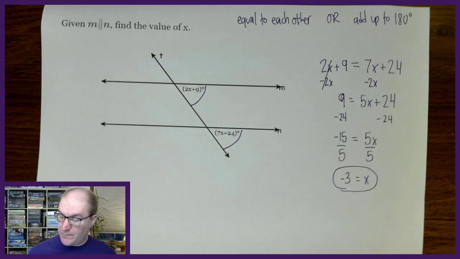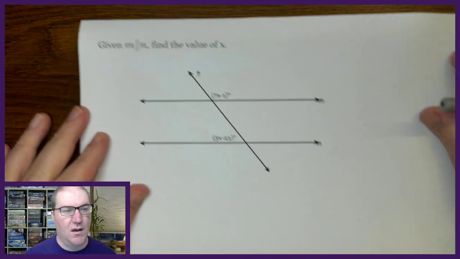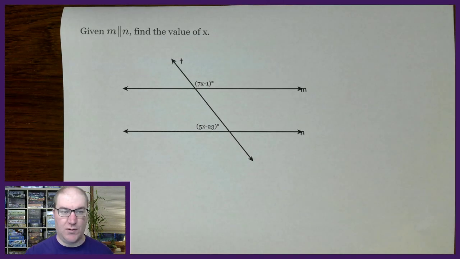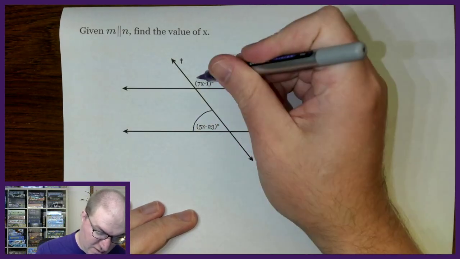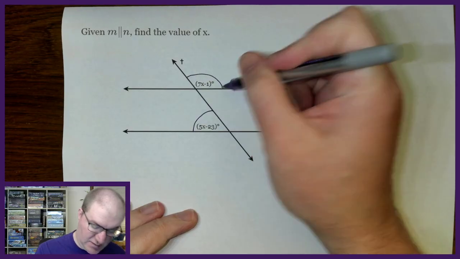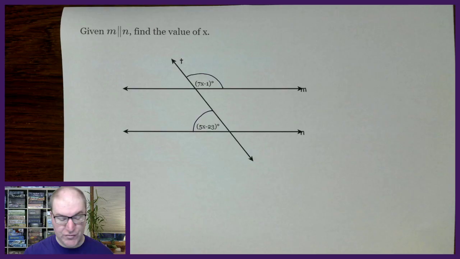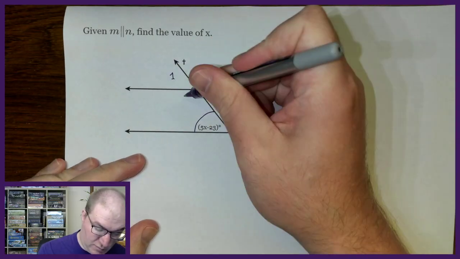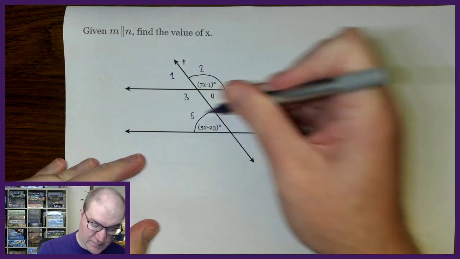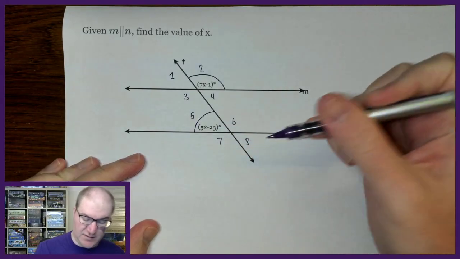So, one more example for you. Same kind of picture. Two lines are parallel. They gave us two angles. They gave us this angle and this angle. So, again, to find the value of x, we need to decide how are these two angles related. So if I label this 1, 2, 3, 4, 5, 6, 7, 8.